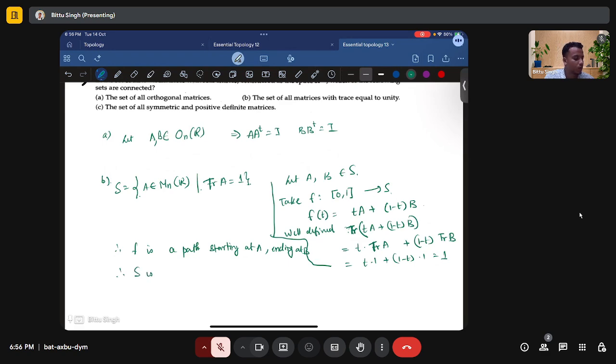So S is path connected, and we know every path connected set is connected. So B is connected.